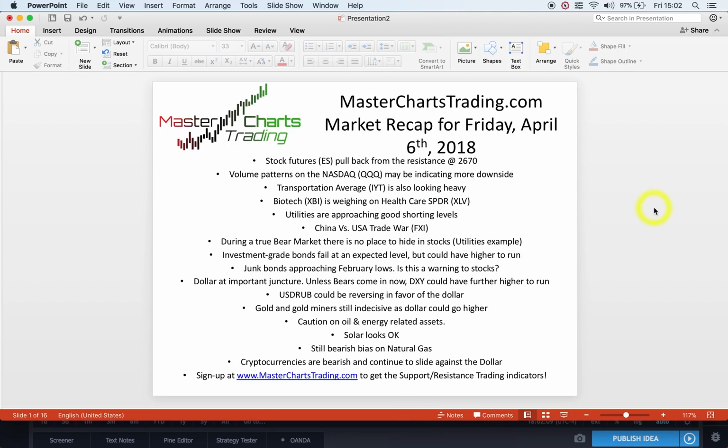So pretty straightforward as before. We're looking at stocks, various stock funds. We'll look at the China and United States trade war as it escalates, and we'll look at the Chinese stocks also. During a true bear market, there is really no place to hide in stocks, and I'll show a 2003 example of utilities.